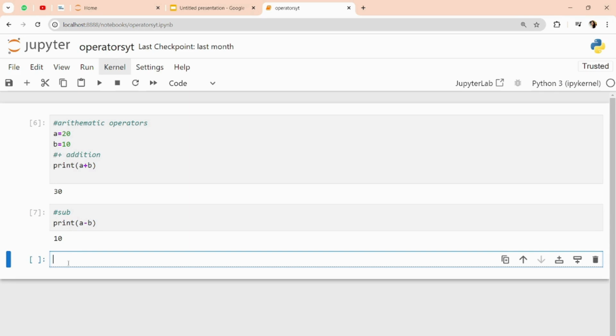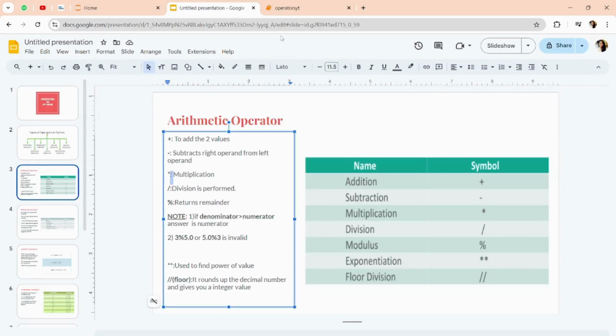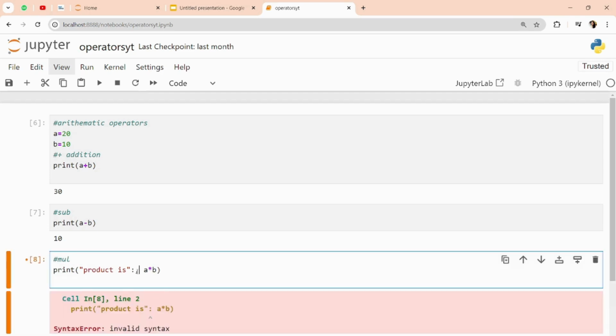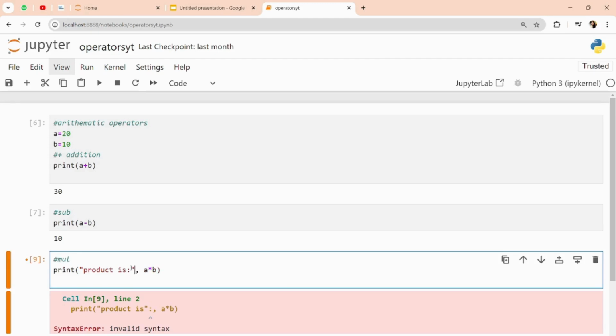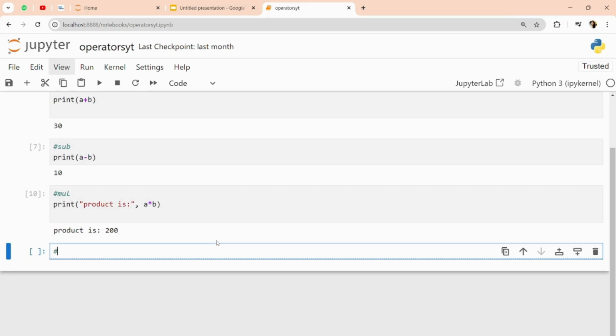Next, let's do the multiplication. So here multiplication, the symbol is asterisk. Yes, we saw this. So let's do that. So print, your product is a asterisk b, right? You got 200. Next, let's do division, which is followed by a slash.